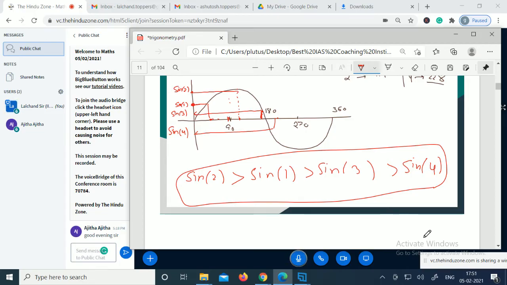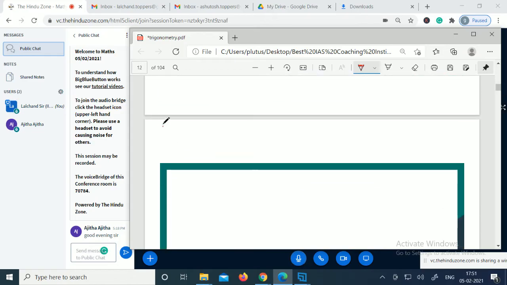Try to solve this question. The question is, find the range of f(x) equal to 1 by 5 sin x minus 6.